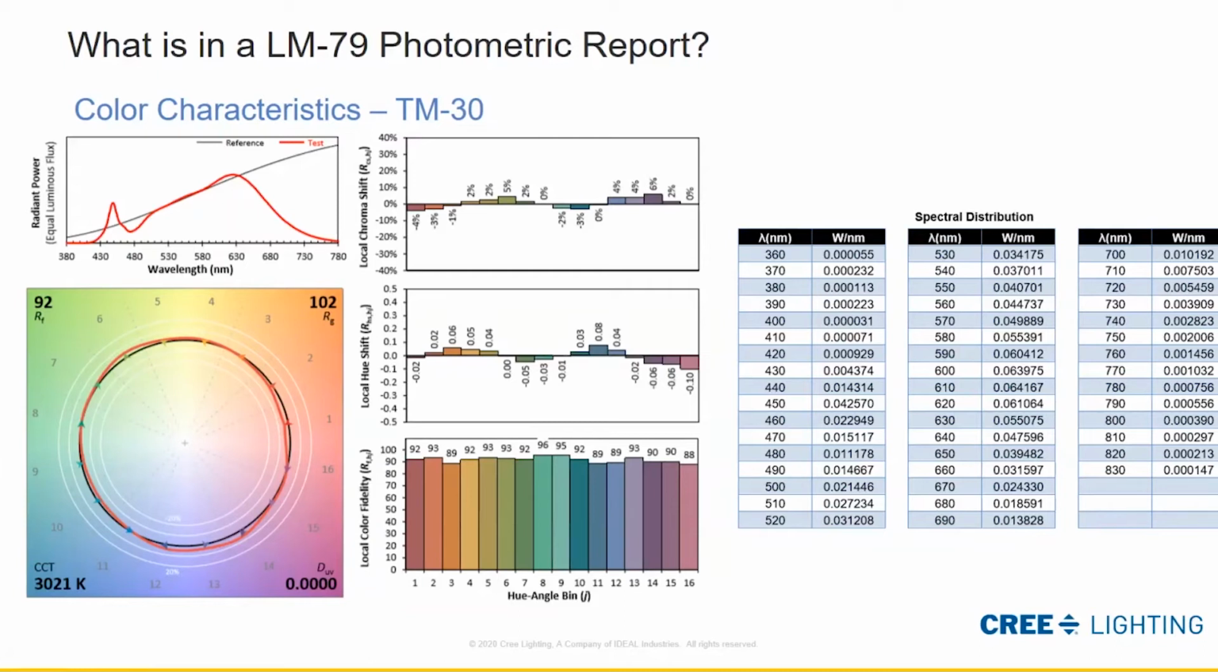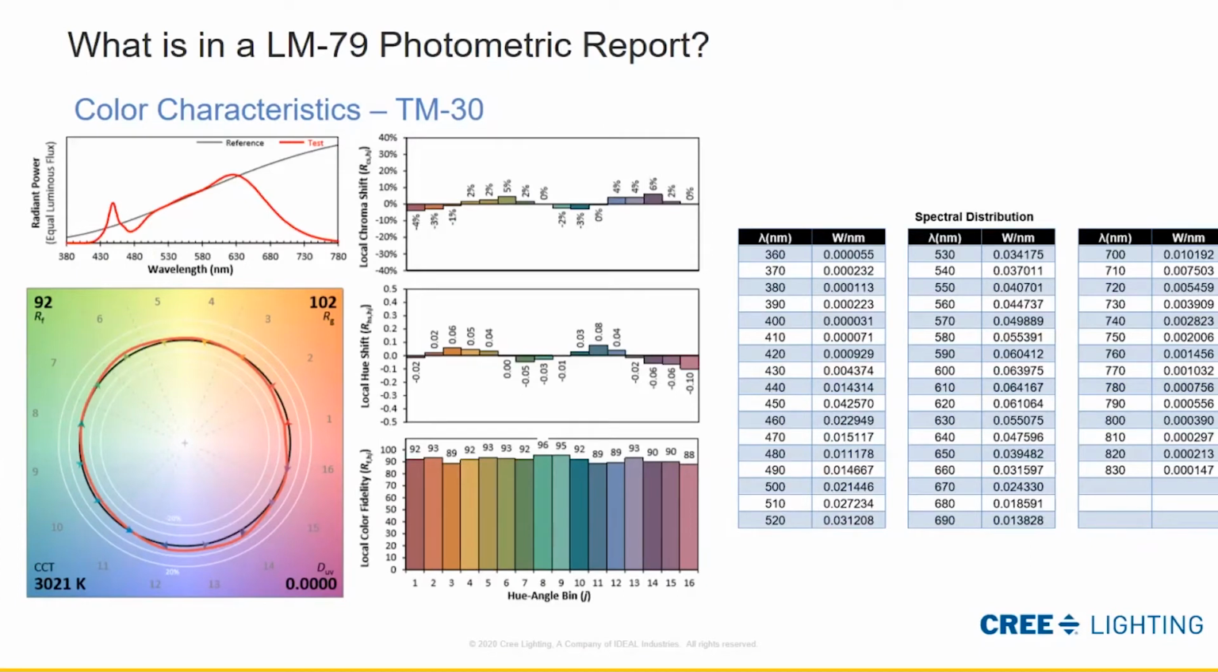And the fidelity of that light is shown as a 92 on the left down here in this color box. And then we have a 102, meaning 100 is the best or perfect, and our fidelity is very good. And then we're actually oversaturating. The Rg is when you saturate light or make it more vibrant.